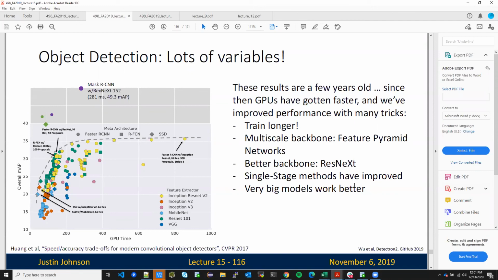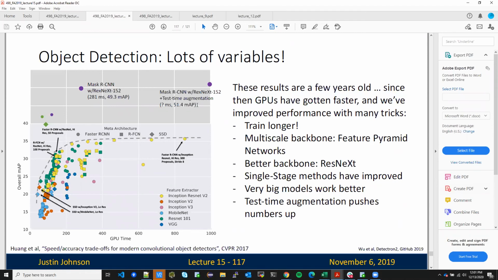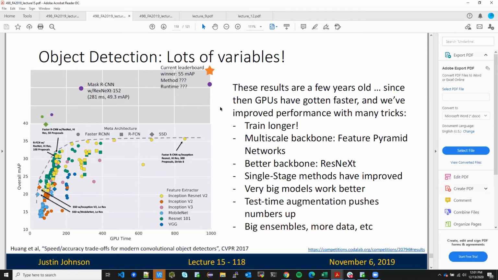This area is very active. They have an open leaderboard, and I think right now the best leaderboard score has reached a mean average precision of 55. So just in 2 or 3 years, we have jumped from around 35 mean average precision to 55.